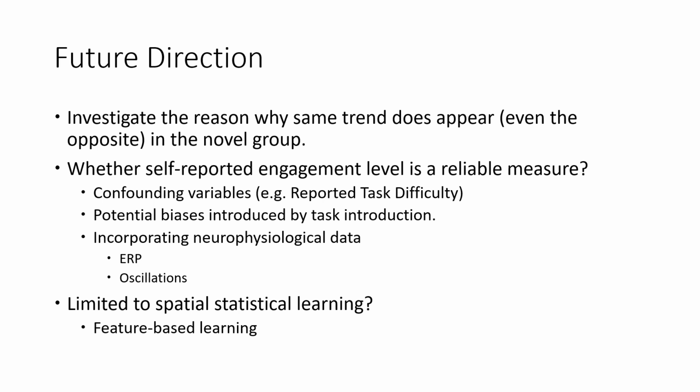Second, we should consider whether the self-reported engagement level is a reliable measure, as this has always been a suspicion with a behavioral study, as maybe this factor is confounded with other factors, such as reported task difficulty. So maybe it is how the participant considers the task to be difficult or not that is truly impacting their enhancement and suppression behavior. Or there could be potential biases introduced by the task introduction, as the task is always about finding the target, and there's no per se attentional emphasis on the distractor.